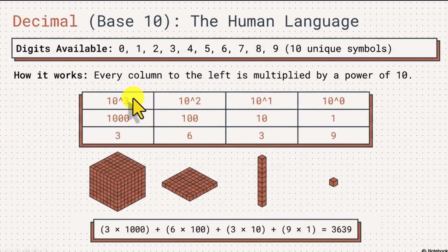And 10 to the power of 3 is 1000. A 3 here means 3000. So that is place value 1, 10, 100, 1000, 10,000, and so on. How do we calculate that? 3 multiplied by 1000 is 3000, plus 6 multiplied by 100, that is 600, plus 3 multiplied by 10, that is 30, plus 9 multiplied by 1, it means 9 ones, so that is 9. As a result we have 3639. That is daily math that you have been working with your whole life, so not very difficult.